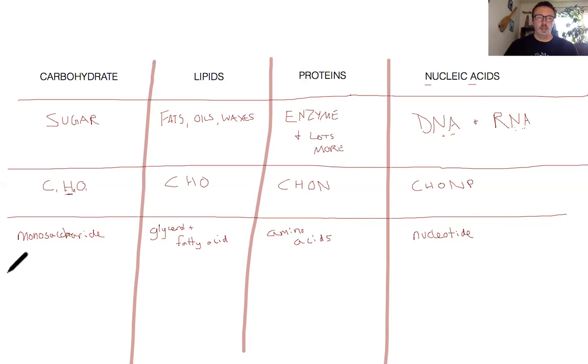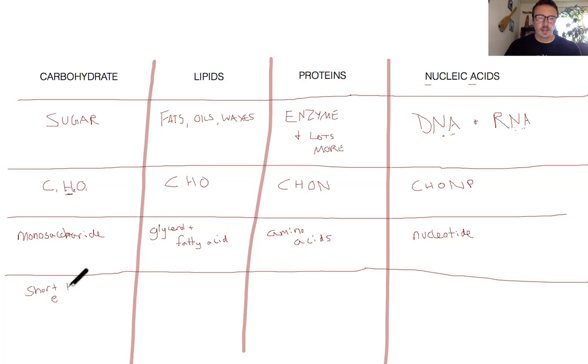Okay. And then let's talk about their main function, right? So what does our cell use them for? For carbohydrates, that's going to be short-term energy. So quick energy. If you think about Halloween, you eat a bunch of sugar and you get a sugar rush, right? You get a sudden burst of energy, but it doesn't last you very long. So carbohydrates are mostly for short-term energy.